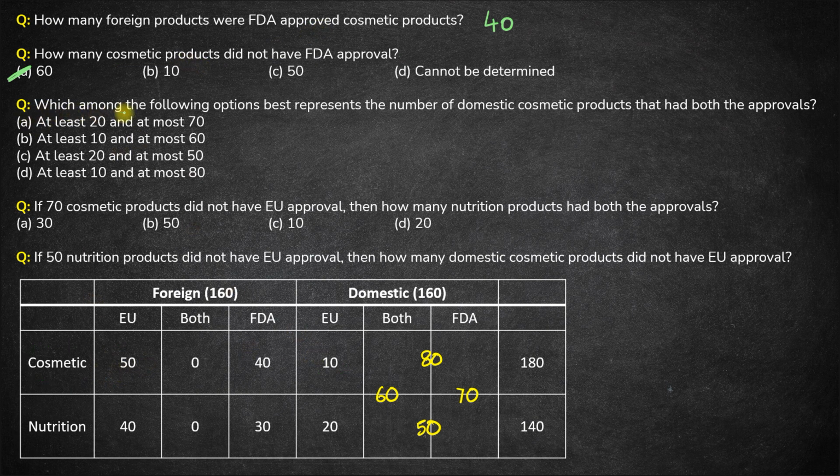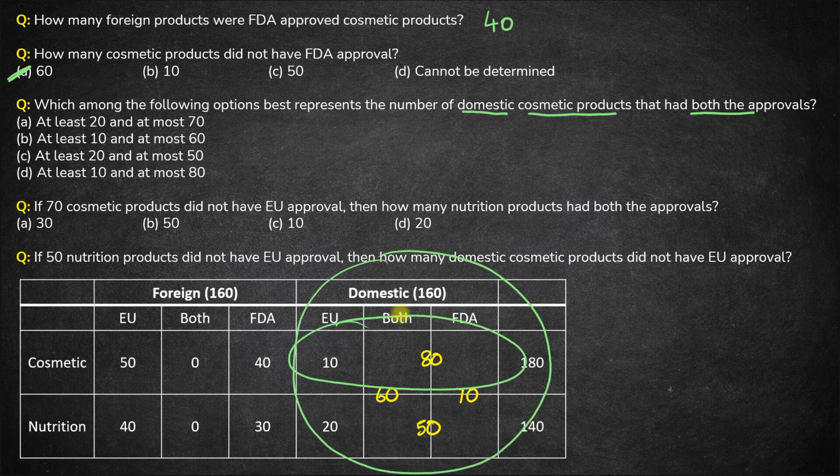Next. Which among the following options best represents the number of domestic cosmetic products having both the approvals? So domestic is this, within domestic this is cosmetic, and within cosmetic you want both. So we want this block. So what is the value of this block, or what is the maximum and the minimum value of this block? That is what the options mention actually.